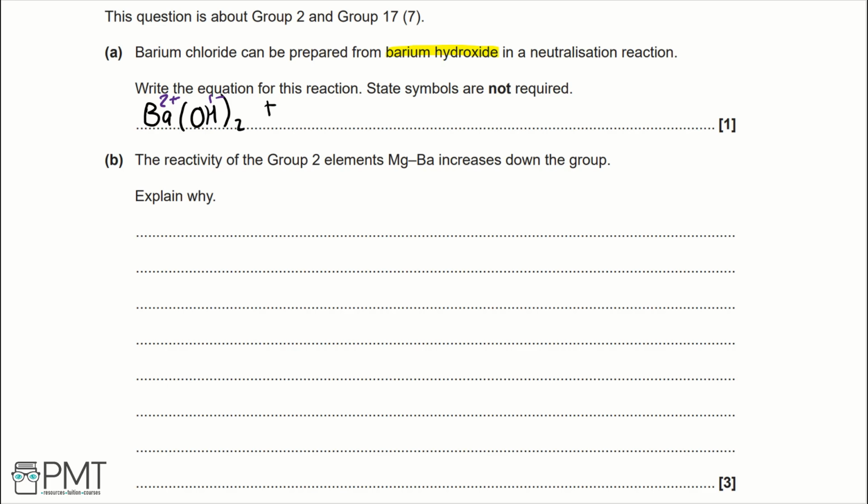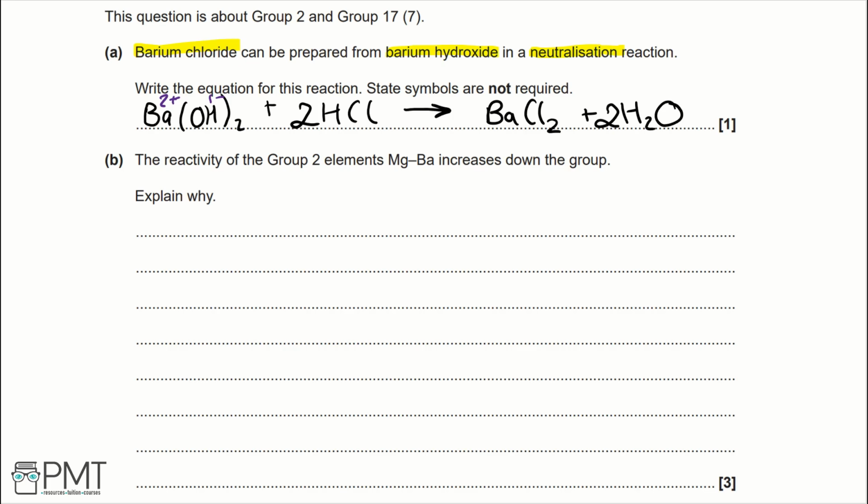Because it's a strong base and it's a neutralization reaction, we need to react this strong base with a strong acid. And we're making barium chloride, so our strong acid would be hydrochloric acid. We would then form barium chloride, BaCl2, and water. But we need to balance this equation by writing a 2 in front of our hydrochloric acid. We also need to write a 2 in front of our water. And to get this mark for part A, you need to have this entire equation correct and balanced.